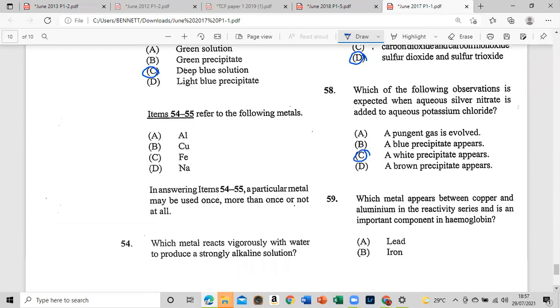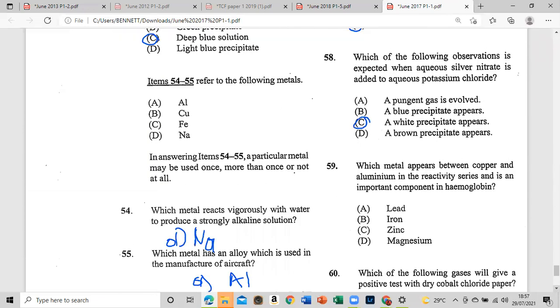59. Which metal appears between copper and aluminum in the reactivity series and is an important component of hemoglobin? Guys, this is what they normally ask in the school challenge quiz. Alright, reactivity series. So let's read again. Which metal appears between copper and aluminum in the reactivity series and is an important component of hemoglobin? And that is iron.